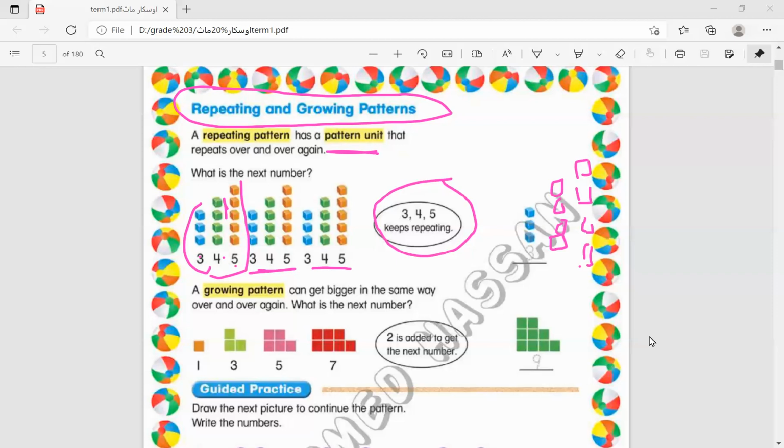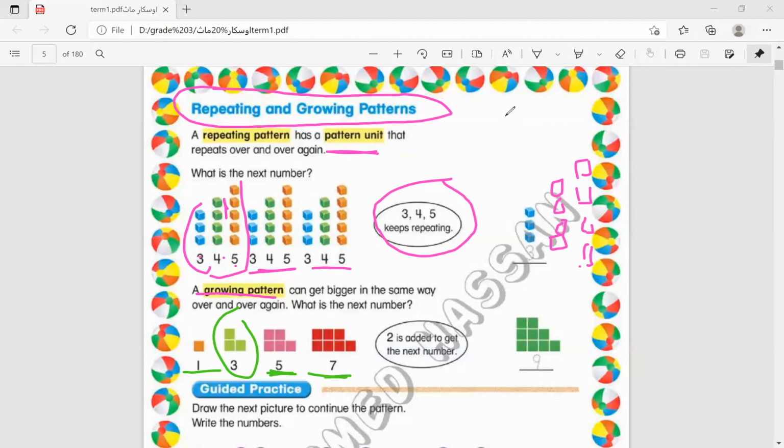What about a growing pattern? النمط المتنامي. A growing pattern can get bigger in the same way over and over again. اللي هو النمط المتنامي اللي هو بيكبر بنفس الطريقة again and again. And here we have another example. We look at the number of squares. بص كويس على عدد المربعات في كل صورة. In the first image, 1 square. The next one, 3 squares, 5 squares, 7 squares.